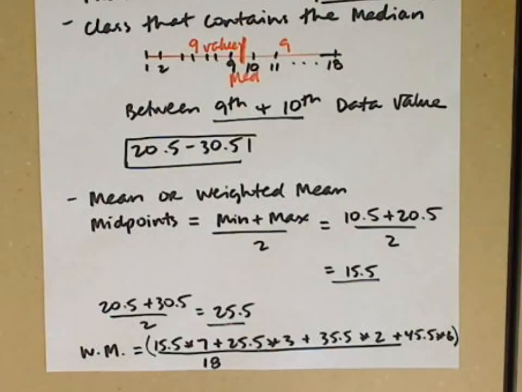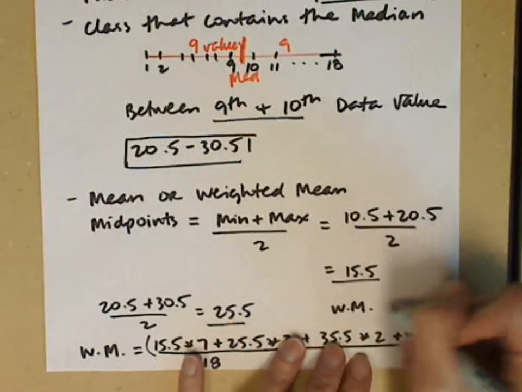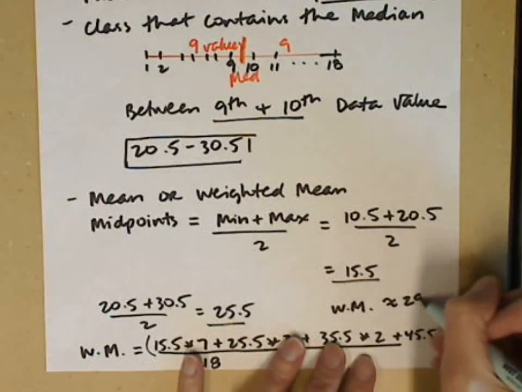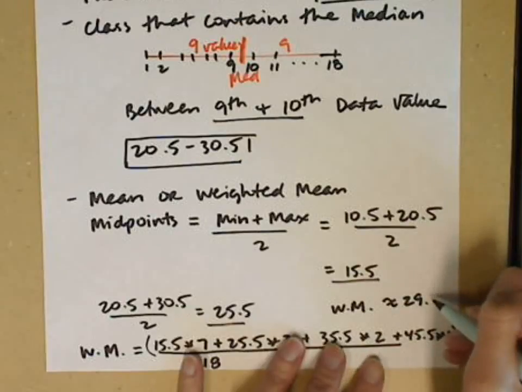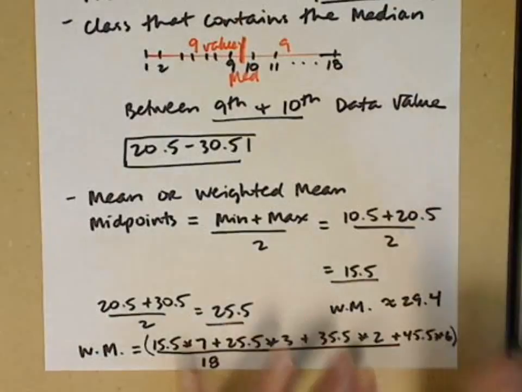Just doing these one at a time. And then I divide the whole thing by 18. I'm just going to scroll back through and make sure I typed everything in correctly before I hit enter, and it looks good. And I come up with a weighted mean of about 29 point, I got 388 repeating. I'm going to do, how about 29.4?